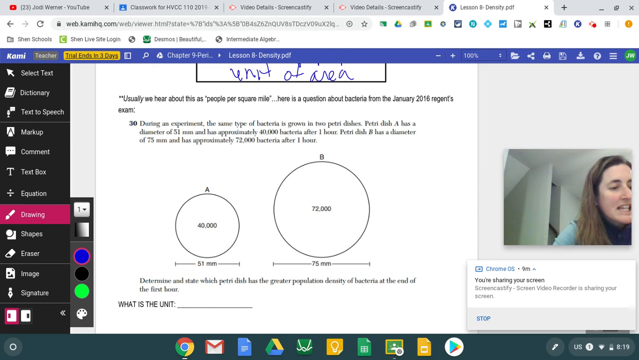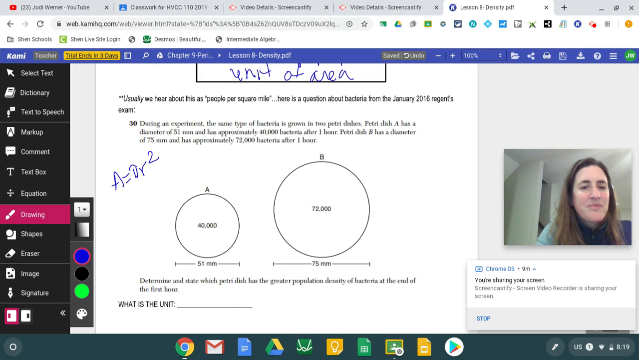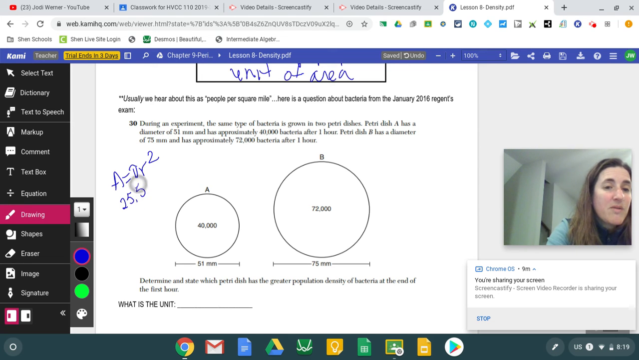Okay, so I know I need to find the area. I know area is pi r squared, because I'm working with a circle. That's what my Petri dish is. My diameter is 51, so that means my radius is 25.5. I'm going to square that, and then multiply it by pi.